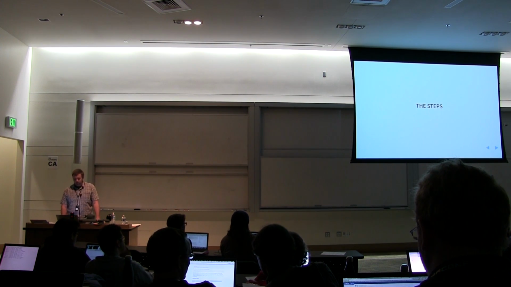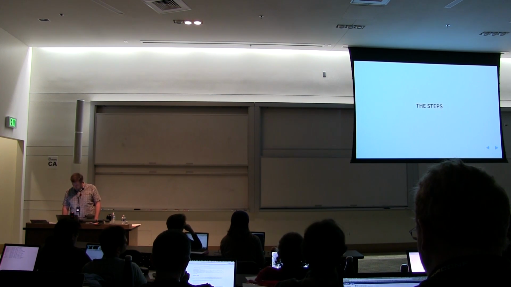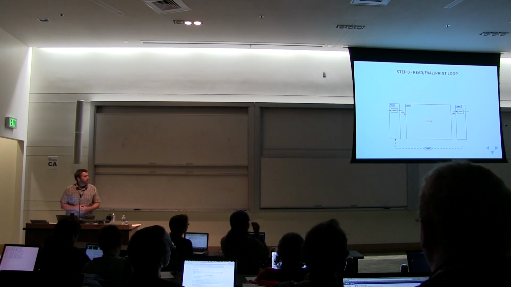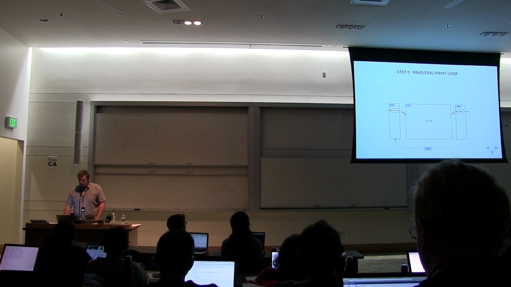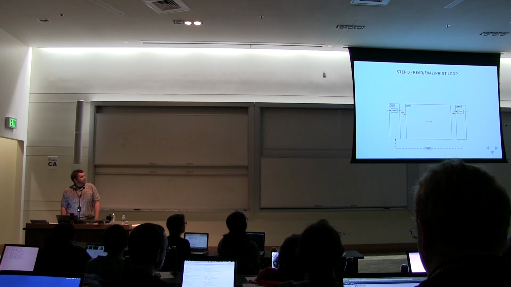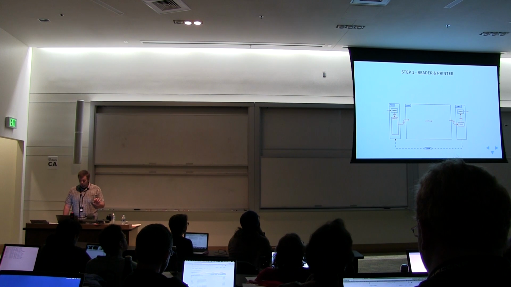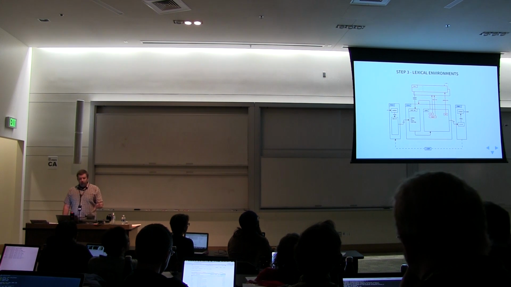Okay, so let's talk about the steps. There are 10 or 11 steps. Step 0 is basically just a while loop with a read and a print. You read a line of input from the user, and you print that line out. The reason for this step is just so that you can try out testing. I'm just going to scan through the diagrams for these steps. At each point here, the parts in red are what's added in that step. So step 1 is the reader, printer, expression evaluation, lexical environments.